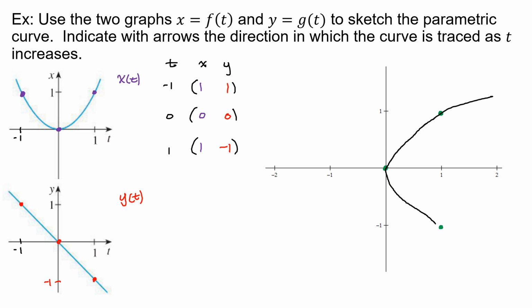Depending on how good your drawing ability is. It's got to be better than mine. Mine's pretty awful. So we're starting at the point (1, 1), and we're going down to (0, 0), and then around. So our graph would look something like that right there.